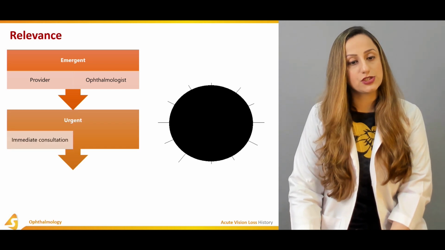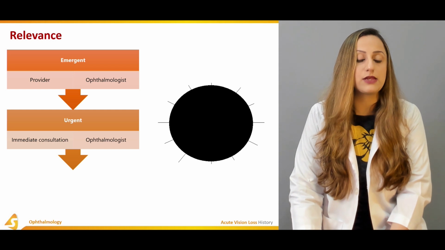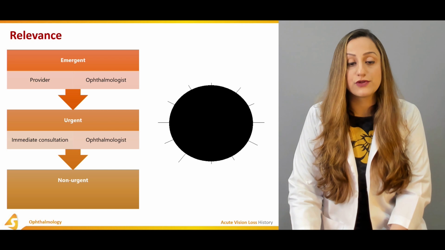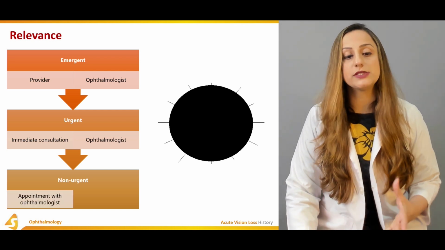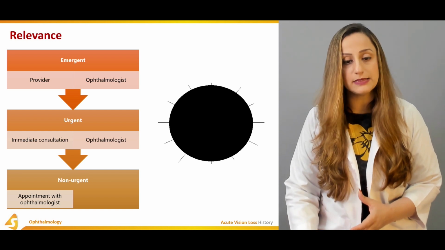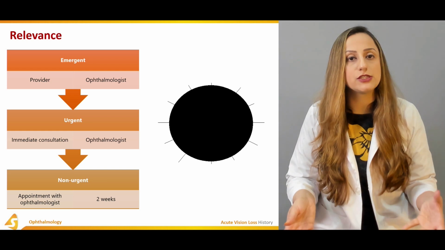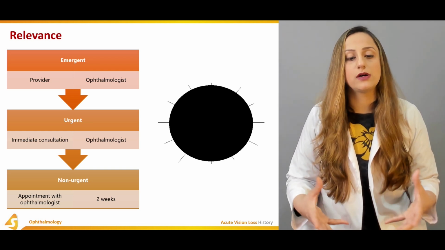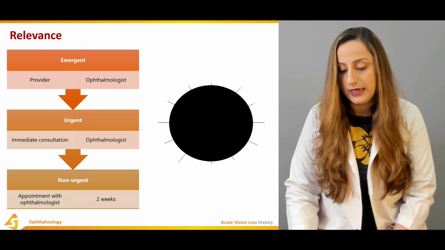Then the urgent conditions. Immediate consultation is needed for the urgent consultations, and obviously the ophthalmologist is regarded as the final resort over here. And then in the non-urgent conditions, the appointment with the ophthalmologist is made within a 2 week time interval, because we find it to be a non-urgent condition and it can be treated, so we can wait about 2 weeks, not more than that, of course.